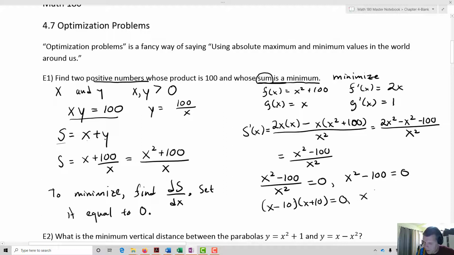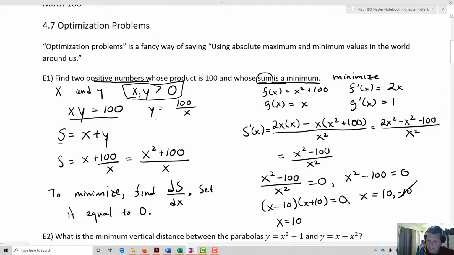So for this equation, x equals 10 or negative 10. Now what we want to notice is remember our domain. Since x and y have to be greater than 0, x cannot equal negative 10, so x has to equal 10.